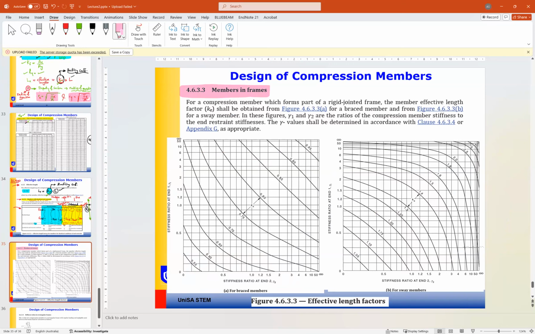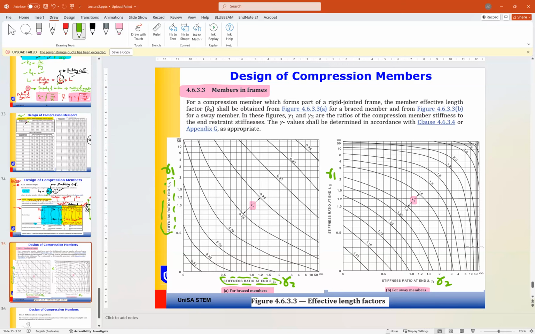So to find this value, we need to use two charts. Chart A to the left is for braced frame, and the chart to the right is for sway frame. To find K effective, you see KE here is one of these values on this chart. To use this chart, you need two values: stiffness at end 1, gamma 1, and stiffness at end 2, gamma 2. So to enter these two charts, you need gamma 1 and gamma 2.